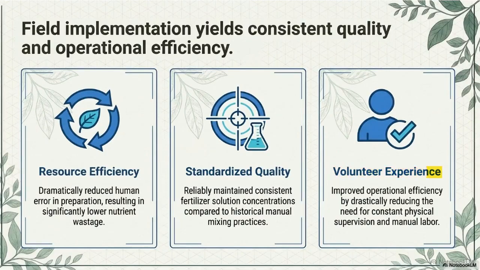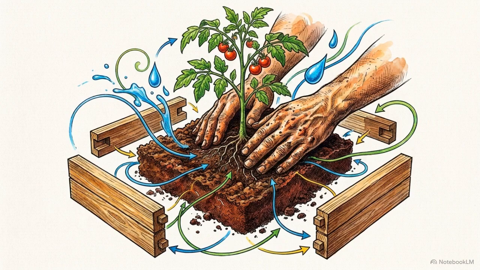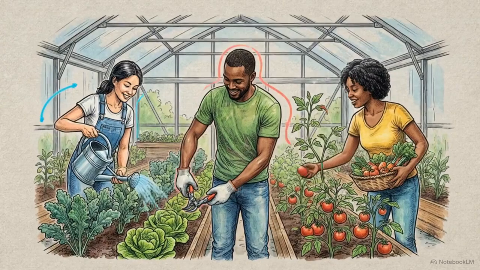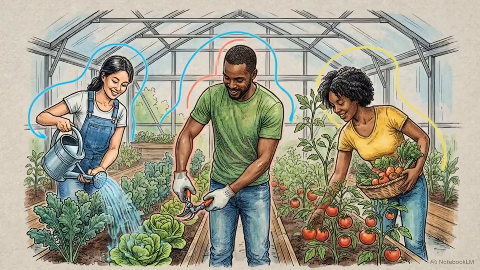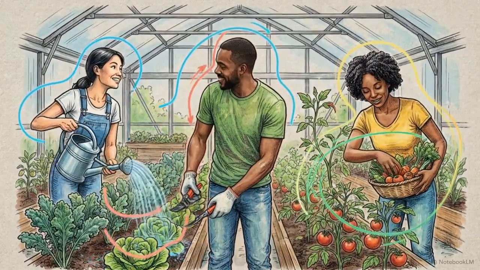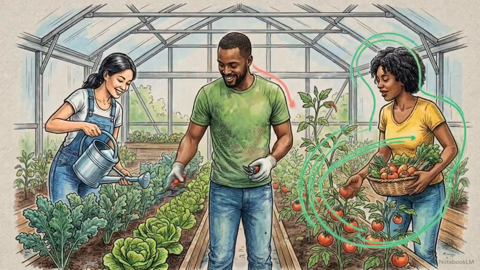This technology removes the barrier of specialized agricultural knowledge from the volunteer experience. It automates the precision chemistry in the background, allowing the community to focus their time on physical cultivation and plant care that machines cannot replicate.